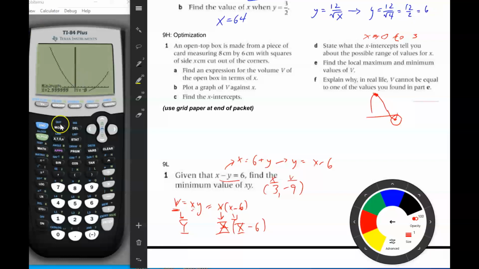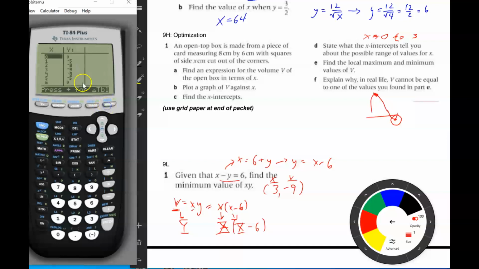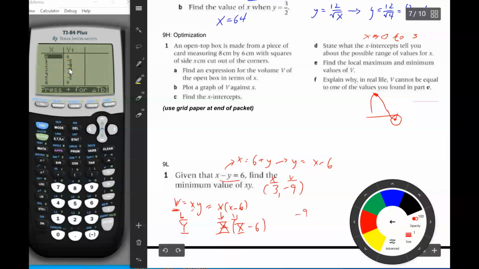So our smallest v value is negative 9. Let me just make sure it is by doing second table, because I couldn't really read that very well in the calculator. Yeah, 3, negative 9. Okay, so the minimum value, the answer is negative 9. That's it for this page.